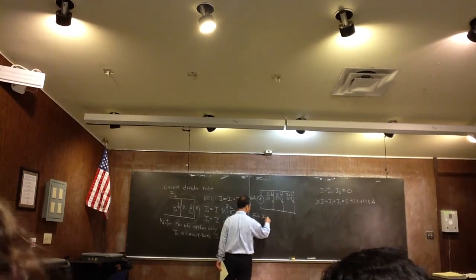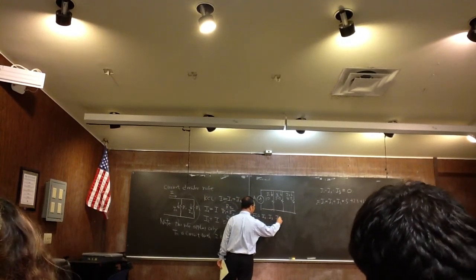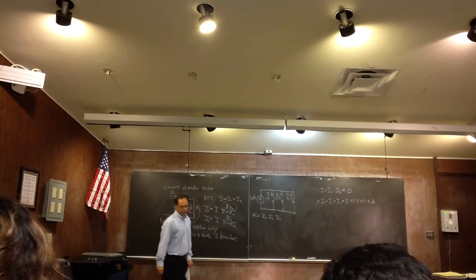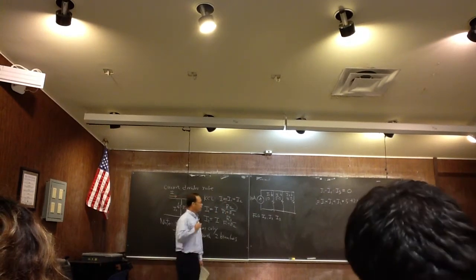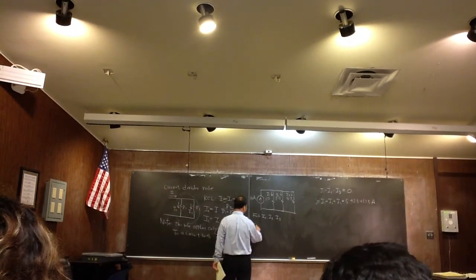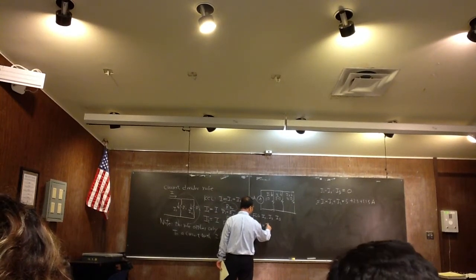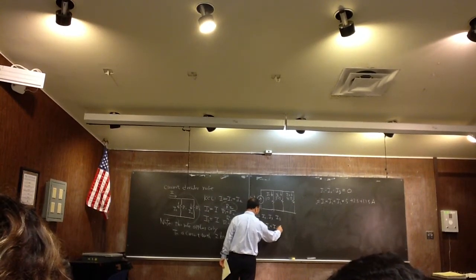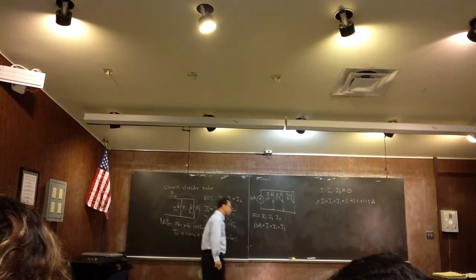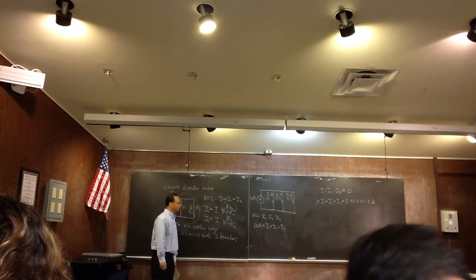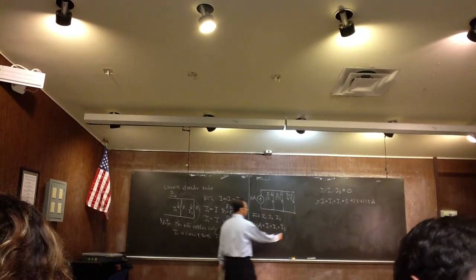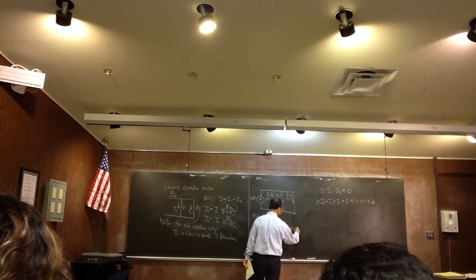I1, I2, I3. Okay, first of all, from the KCL, you know that 10 amp must equal I1 plus I2 plus I3. Yes? So this is KCL.